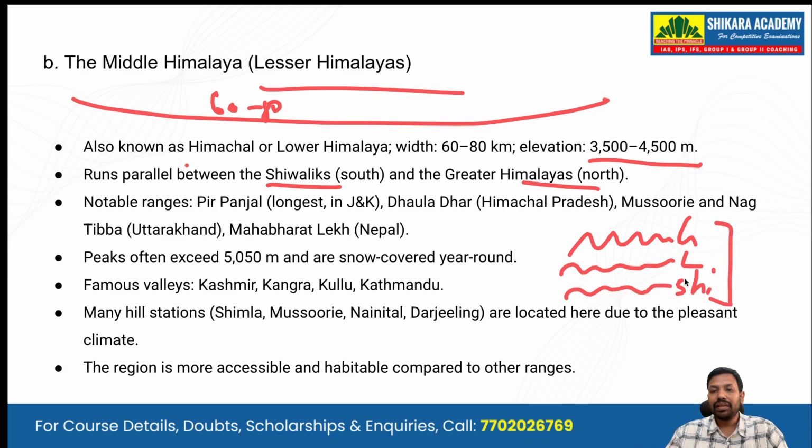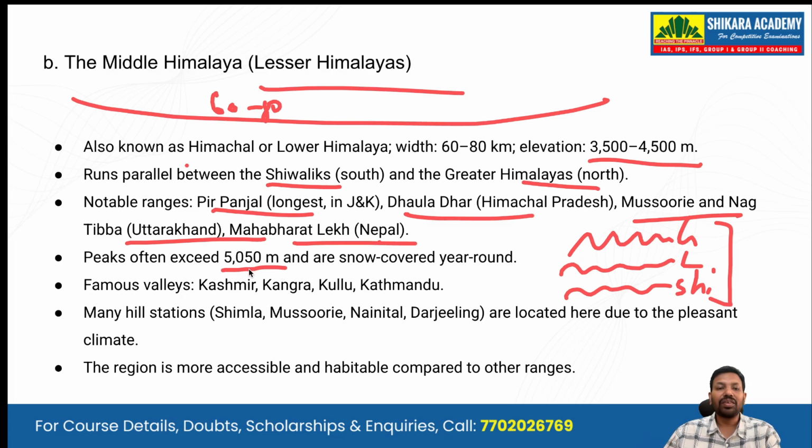Okay, right. The important ranges are the Purvanchal ranges, the Dhauladhar ranges in Himachal, Mussoorie and Nag Tibba in Uttarakhand, and Mahabharat Lekh in Nepal. These are some of the most important peaks or ranges. Peaks are almost 5,050 meters and snow covered. Obviously we have so many valleys near these ranges: the Kashmir Valley, Kangra Valley, and after that in Uttarakhand, particularly the Mussoorie and Nag Tibba hills, we have Kullu and Kathmandu regions. Kathmandu, Nepal.